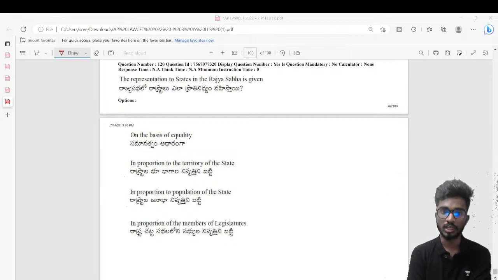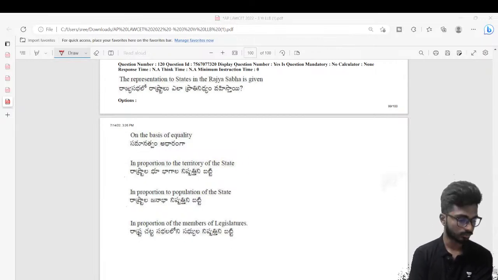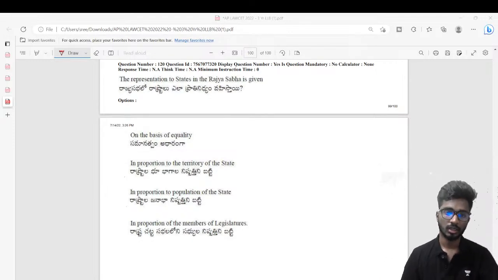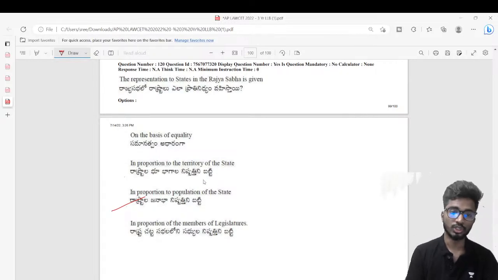On basis of equality, in proportion to territory of state, in proportion to population of state, in proportion to the members of state legislatures. What is the answer? Very good Aishwarya, very good Nani. The answer is in proportion to the population of state. In proportion to population of state. When it comes to USA, right? When it comes to USA it is based on equality.